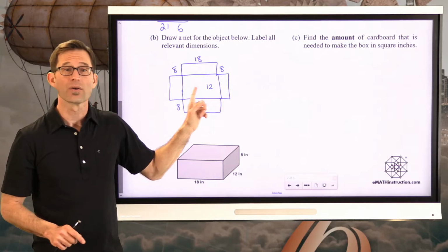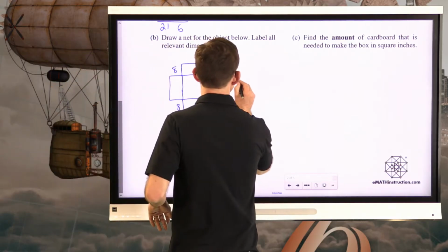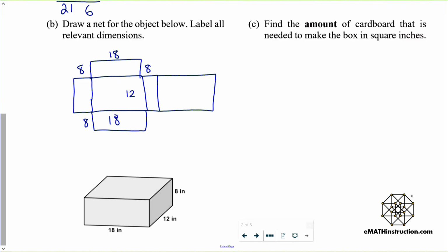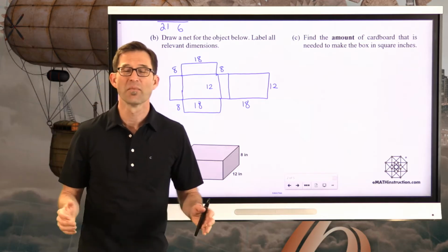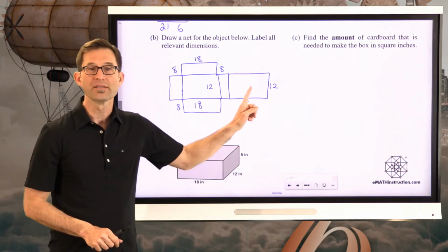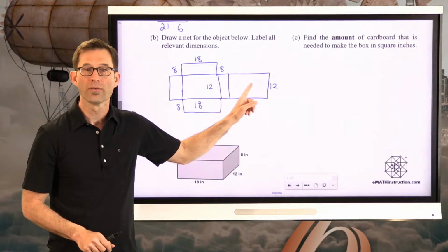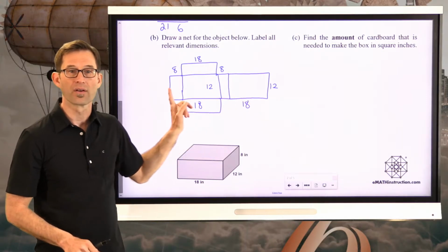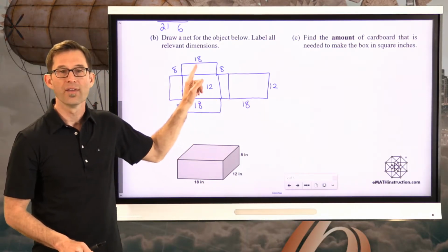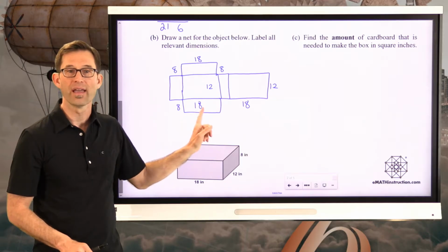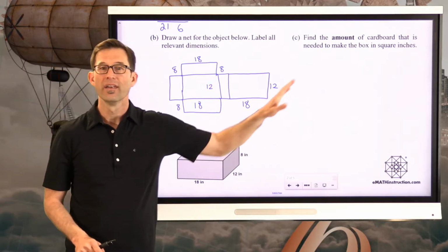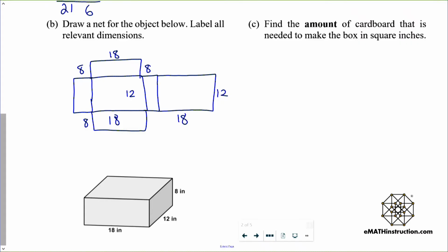Now the top is identical to the bottom base, so it's rather large, comes out like this, and it's 18 by 12. So there is my surface net: 2 bases that are identical, 18 by 12, the sides that are identical, 8 by 12s, and then the front and the back, 8 by 18. Okay? Now for letter C, the big one. Find the amount of cardboard that is needed to make the box in square inches.